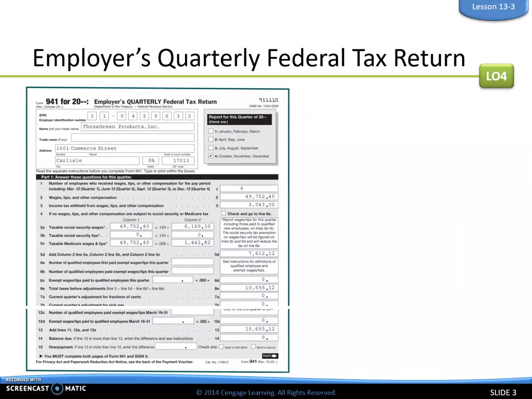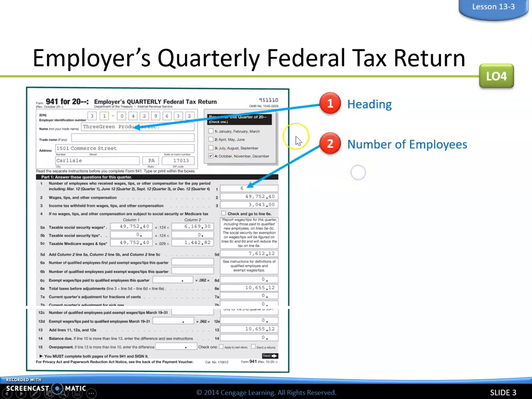This is an example of an employer's quarterly federal tax return. So a couple things on here. We will actually fill this out in the work together. So we'll go more in depth in this in the work together. But at the top of this, we have some basic information about the employer. So the name, their address, and then this is going to be the report for the quarter. So we would mark which quarter we were reporting from.